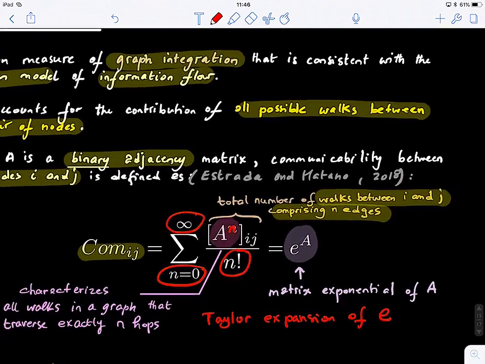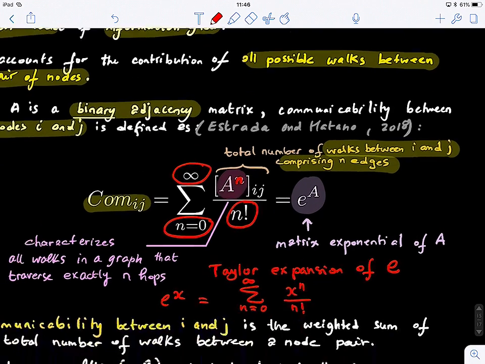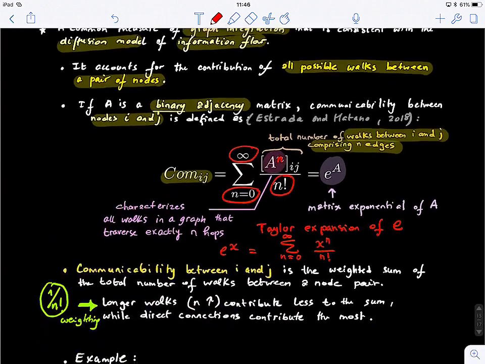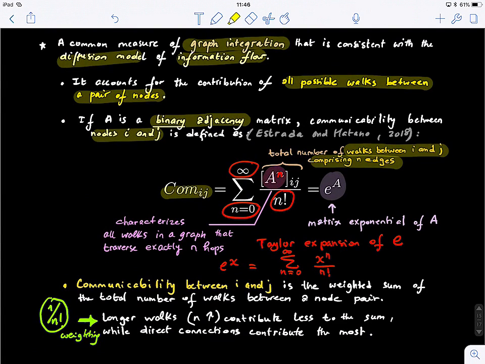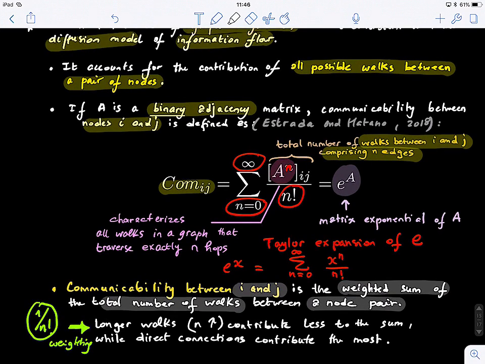Here, the definition is the sum for n equals 0 to infinity of x to the power of n over n factorial. So this is the Taylor expansion, and here we define communicability using this. So what does it mean? Communicability between I and J is the weighted sum of the total number of walks between a node pair, of any length. The length is the n, okay? And we notice that, using this formula, longer walks contribute less to the sum, while direct connections contribute most. Why is that?